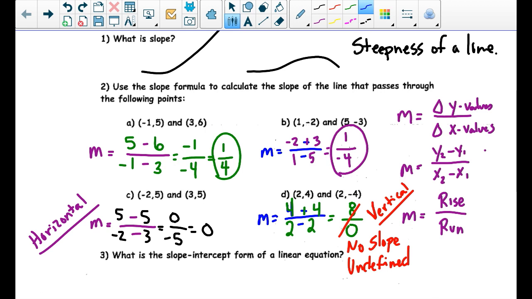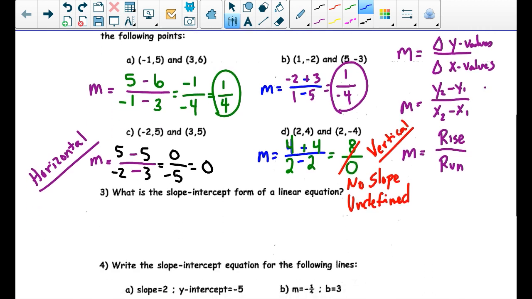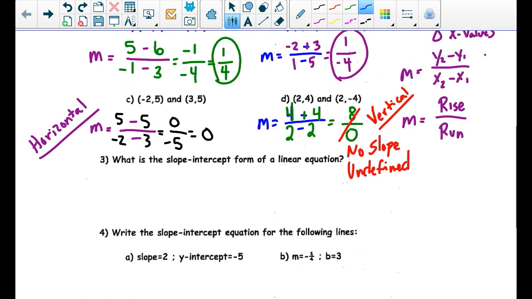Questions on that first part here? Okay, finding slope given two values. Anyone know the slope-intercept form of a linear equation?